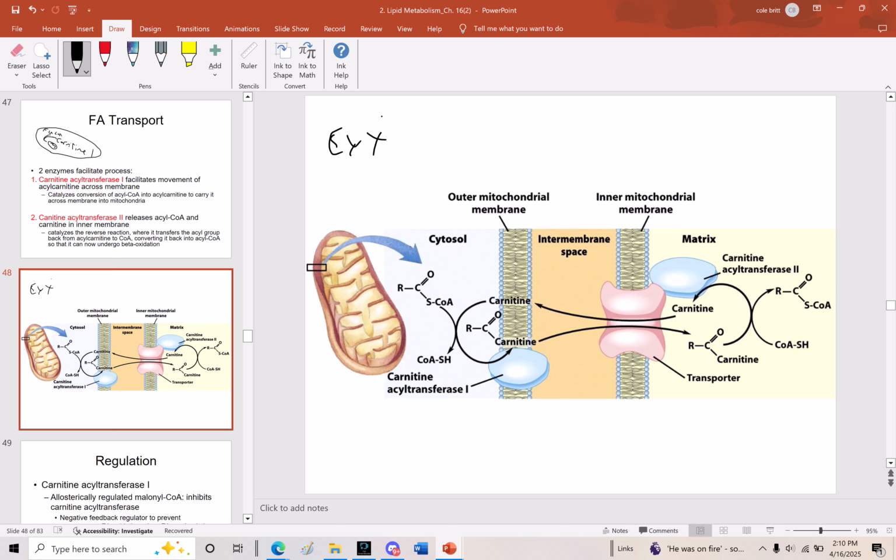The enzyme is acetyl-CoA carboxylase. That's the enzyme that's going to do this. And it makes sense because carboxylase means you're carboxylating something. You're taking a 2-carbon and you're adding a carbon to it. So now you have a 3-carbon malonyl-CoA.